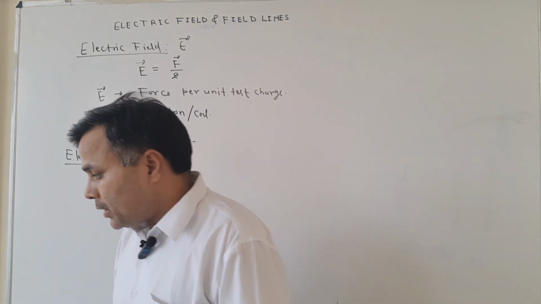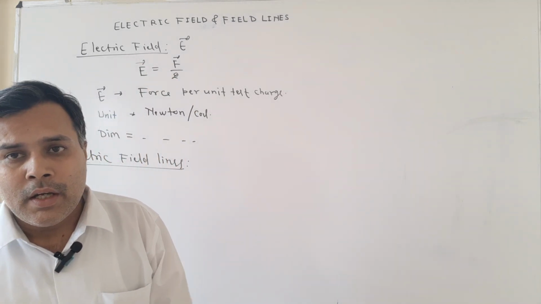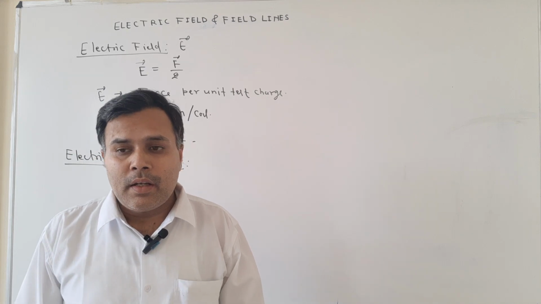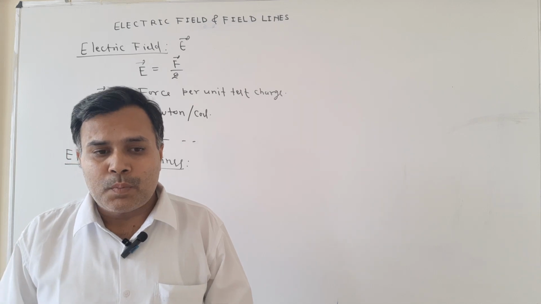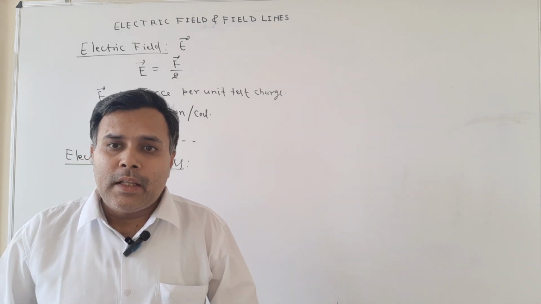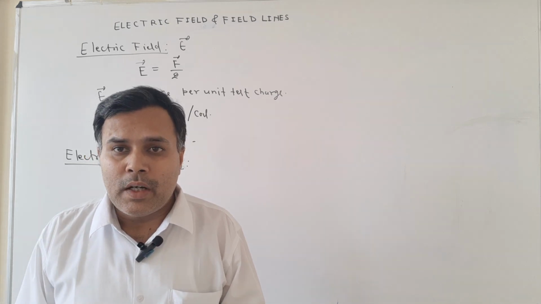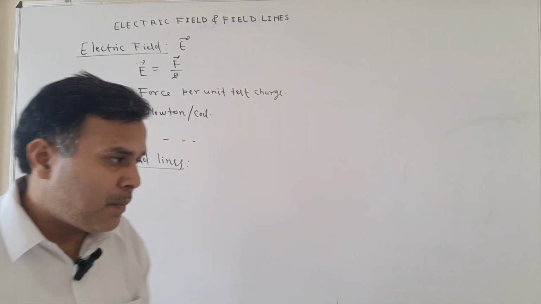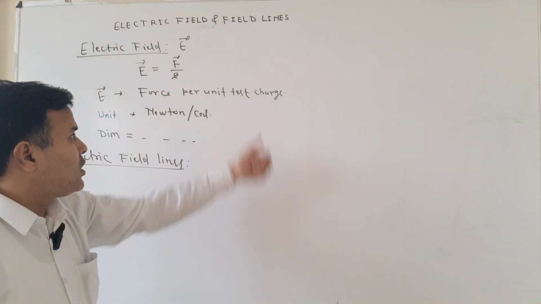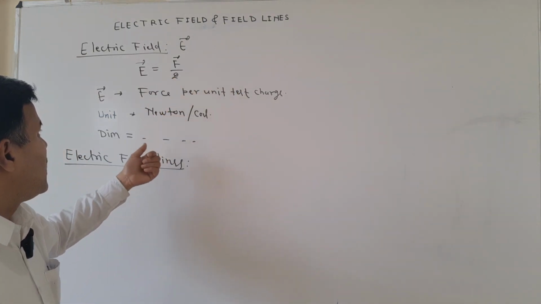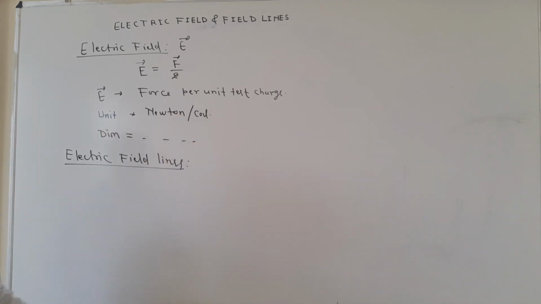So what is electric field? The first question is, what is electric field? This is a vector quantity, represented by the letter E vector. So electric field is a region of space or region of charge space in which if you bring another charge, it will experience a force. So this is one definition. Another mathematical definition of electric field is force per unit test charge. It is a vector quantity. Its unit is Newton per coulomb.